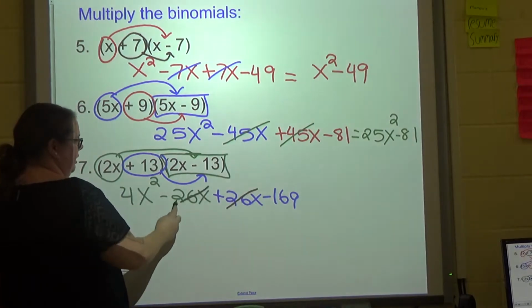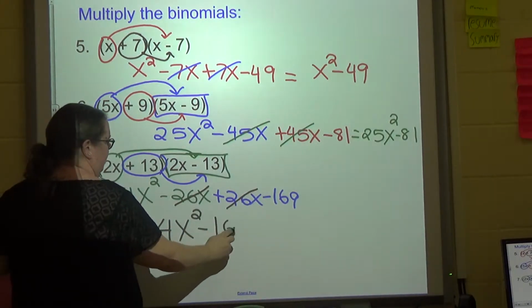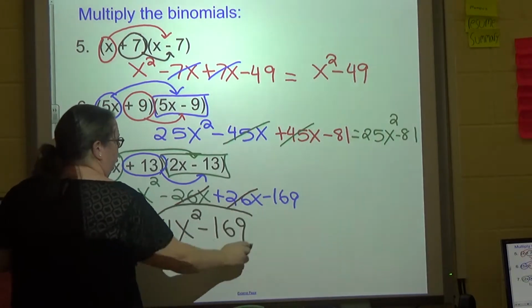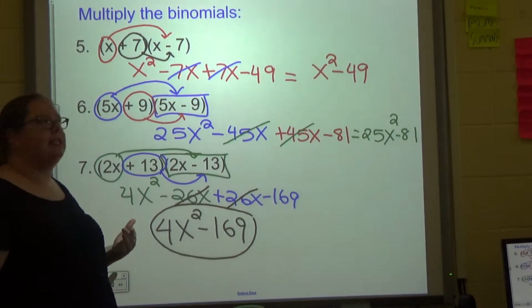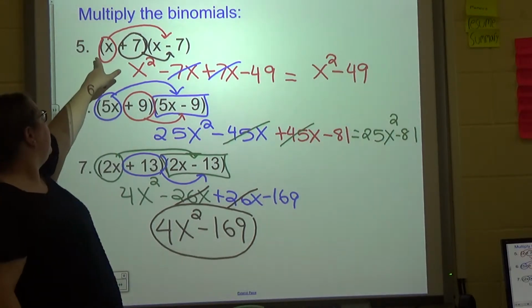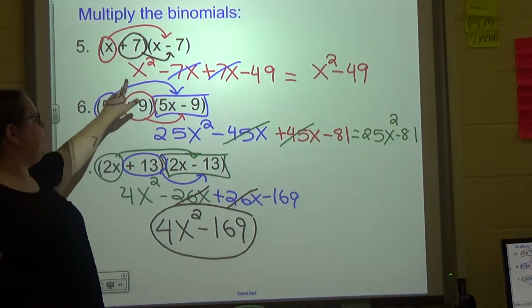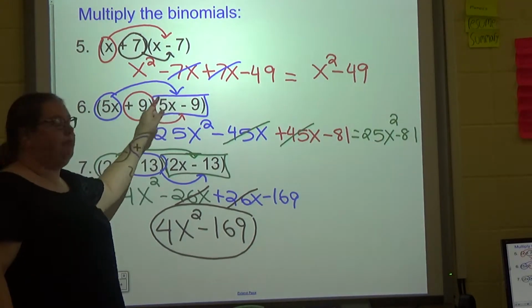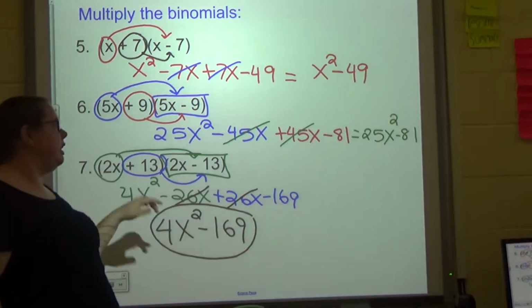Middle two terms cancel, 4x squared minus 169. So, why in all of these did the middle terms cancel? What do you notice about the original problem? X plus 7, x minus 7. 5x plus 9, 5x minus 9. 2x plus 13, 2x minus 13.